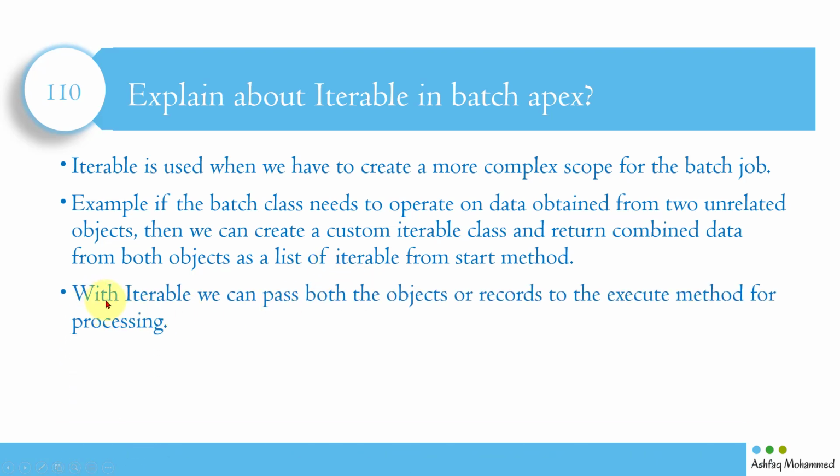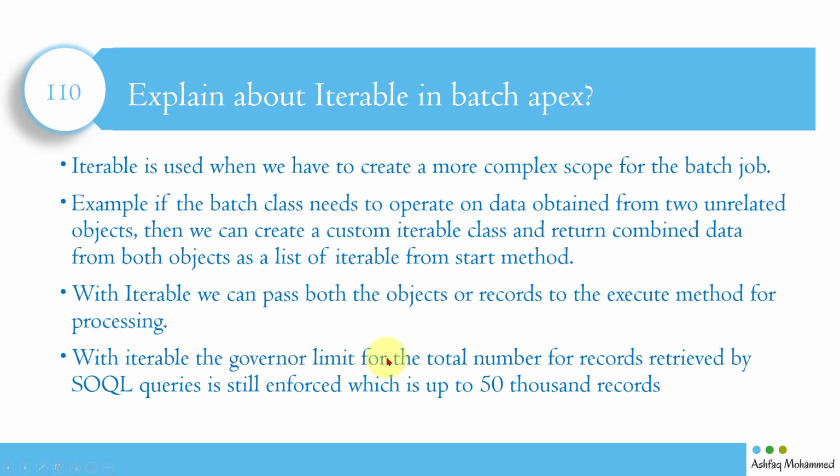Next, with iterable we can pass both objects or records to the execute method for processing. For the other one we can pass only the records, but with iterable we can pass the objects as well as records to the execute method for processing.